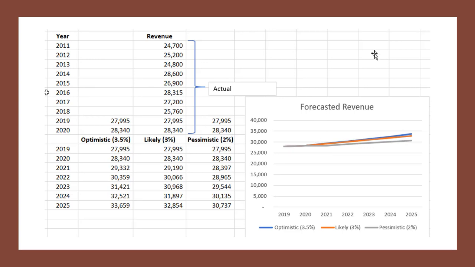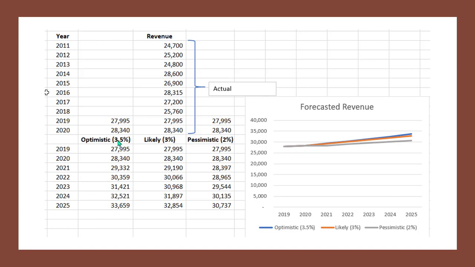Here's an example. We're looking at 2011 to 2020, and these are all actual revenue numbers. We're saying that we expect the industry to have a 3% annual growth. So let's say our likely target is that this is going up by about 3% per year, for each year. I put the 2 actual years in here, and then these would be the forecasts there.